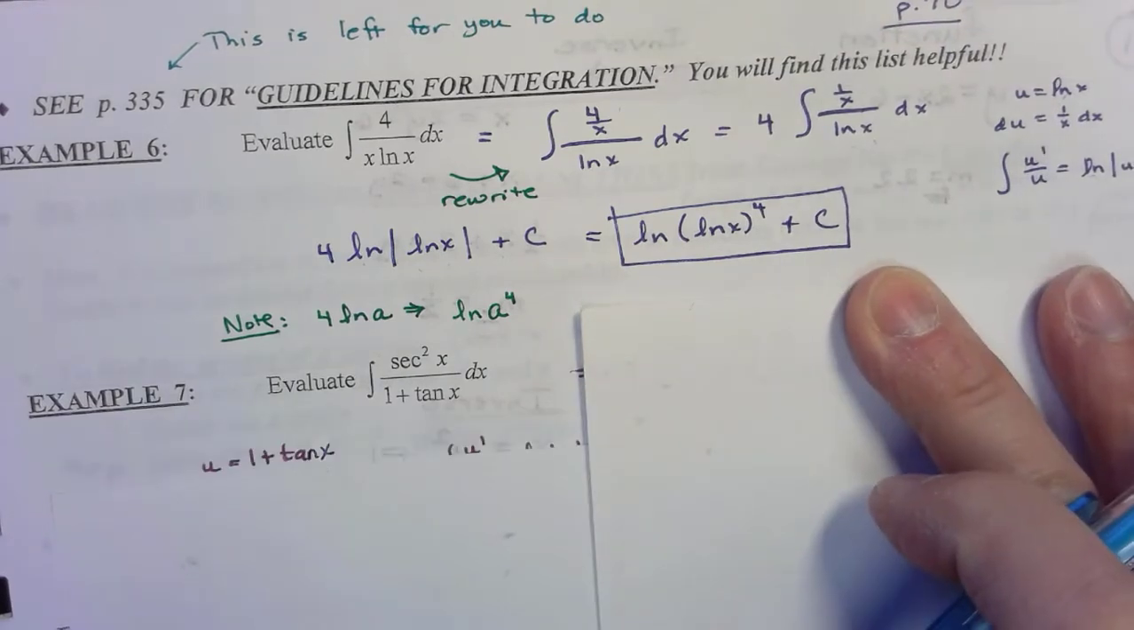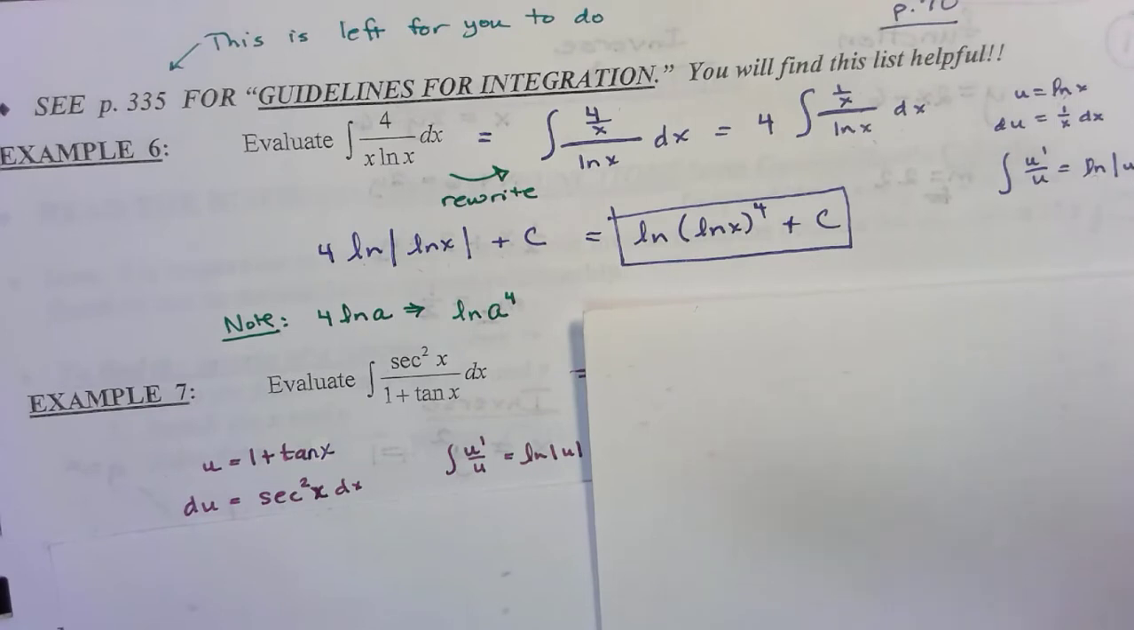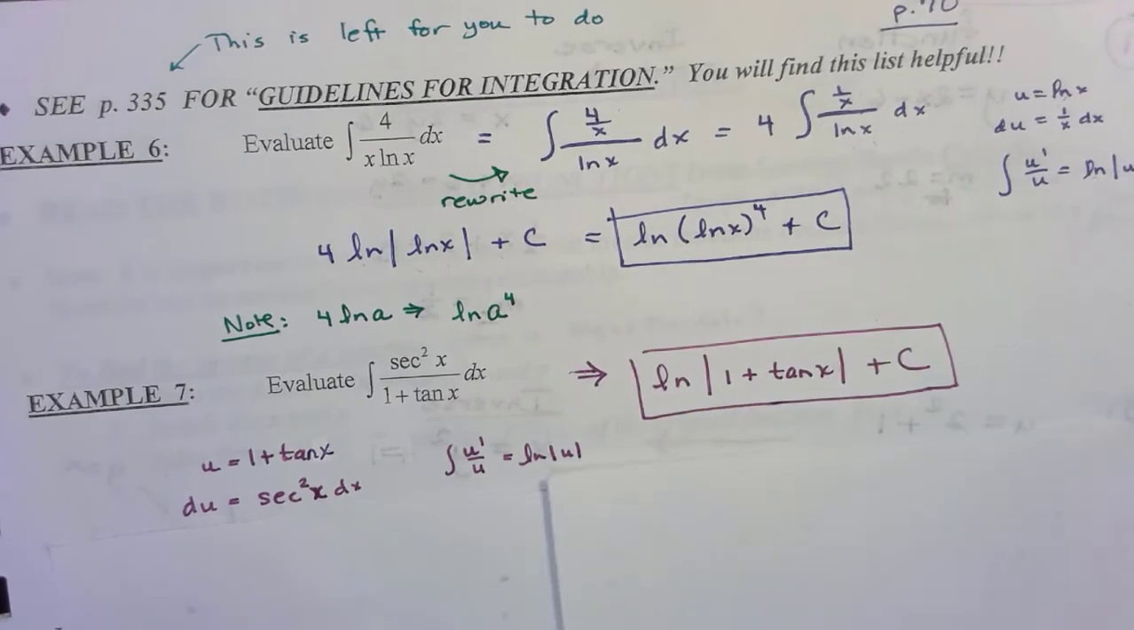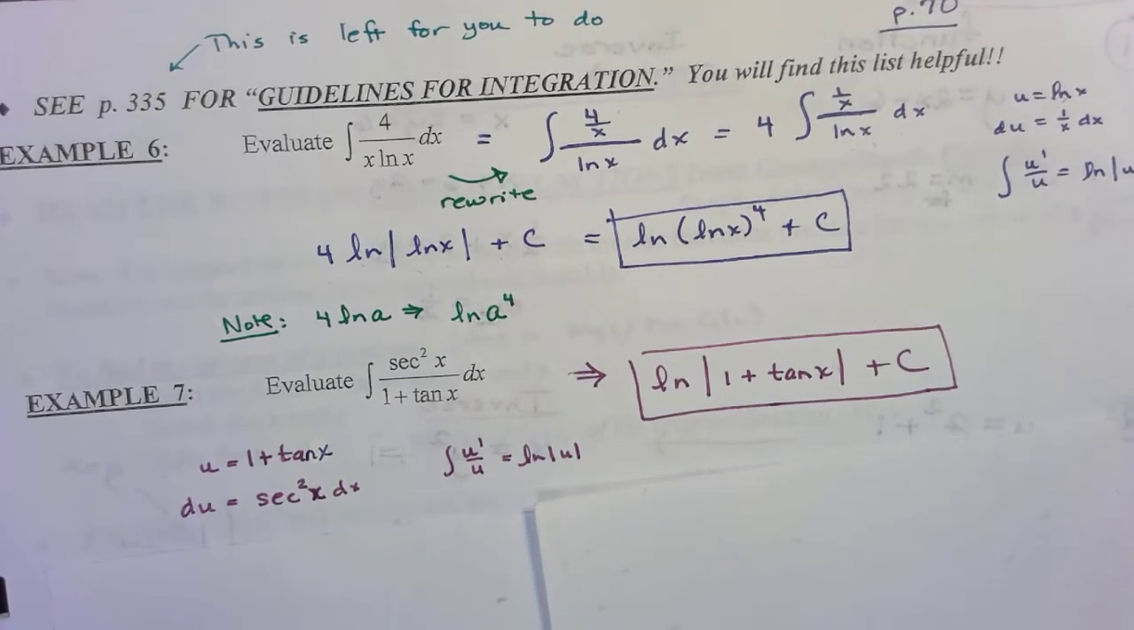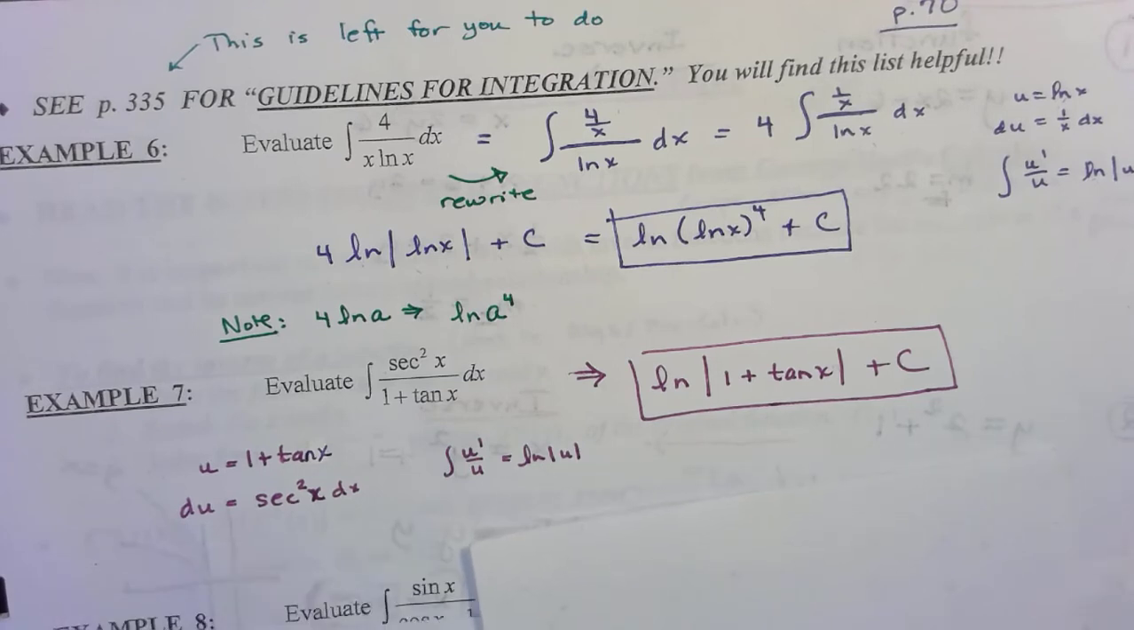Example 7. Now, I'm trying to see if there's any connection between secant squared and 1 plus tangent, and there is. If my u is 1 plus tangent, my du is secant squared x dx. I have exactly u prime over u, which will integrate to ln of the absolute value of u plus c. So a natural log of absolute value of 1 plus tangent x plus c.